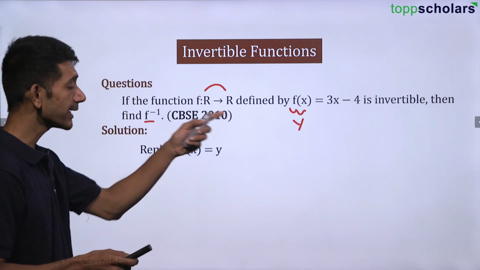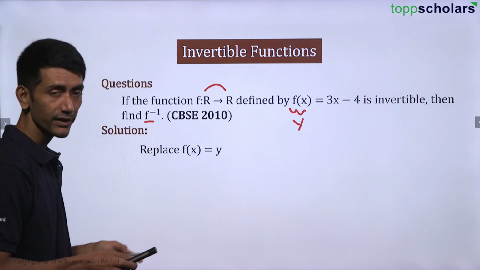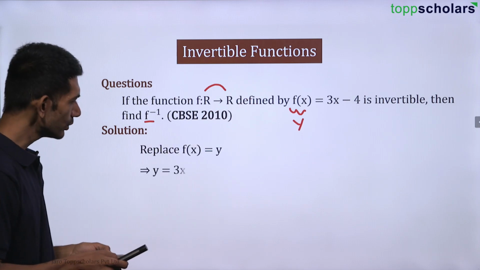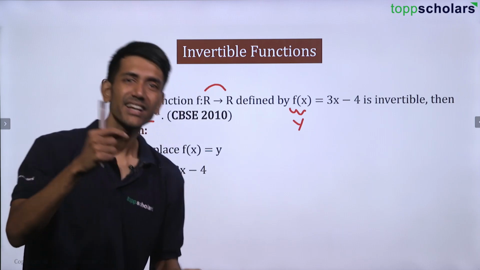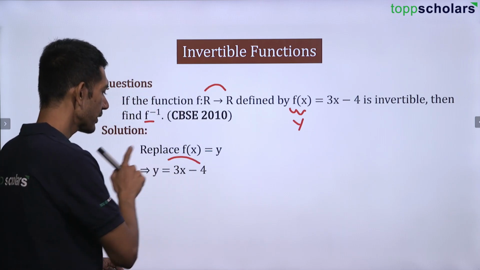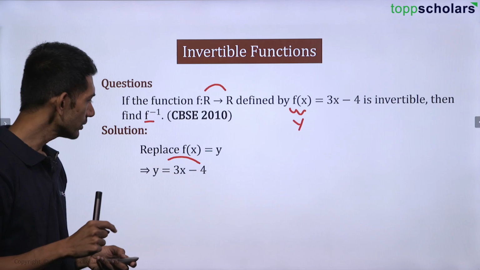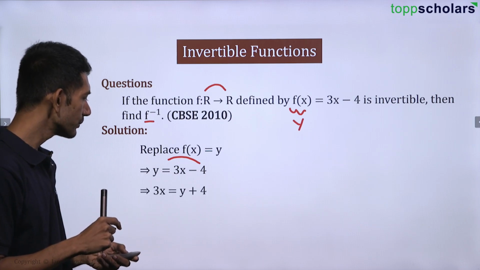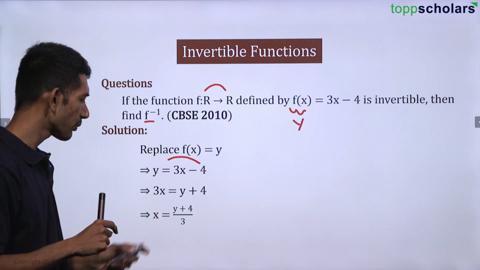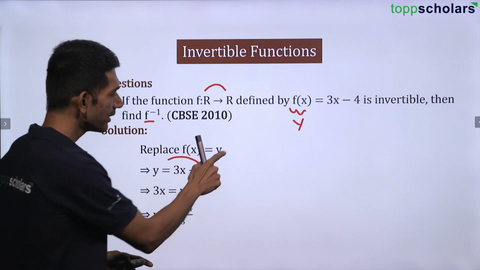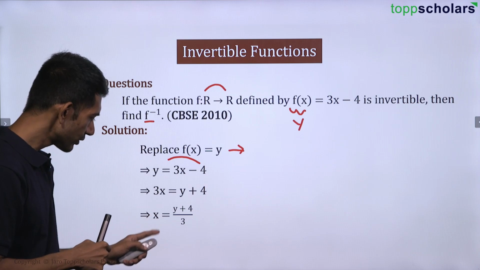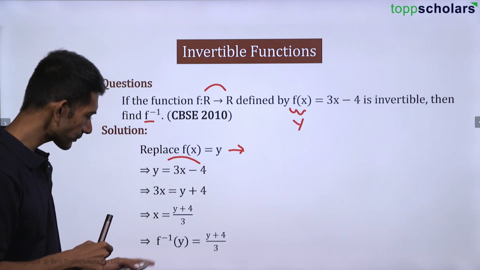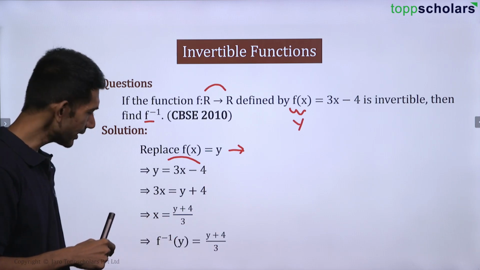We start by considering f of x as y, right? So f of x is y. So y is equal to 3x minus 4. Now we will solve x in terms of y. So shift 4 here, shift 3 down, you get x is equal to (y plus 4) by 3. But f(x) is y. So can I say x is what? f inverse of y. So here f inverse of y is equal to (y plus 4) by 3.